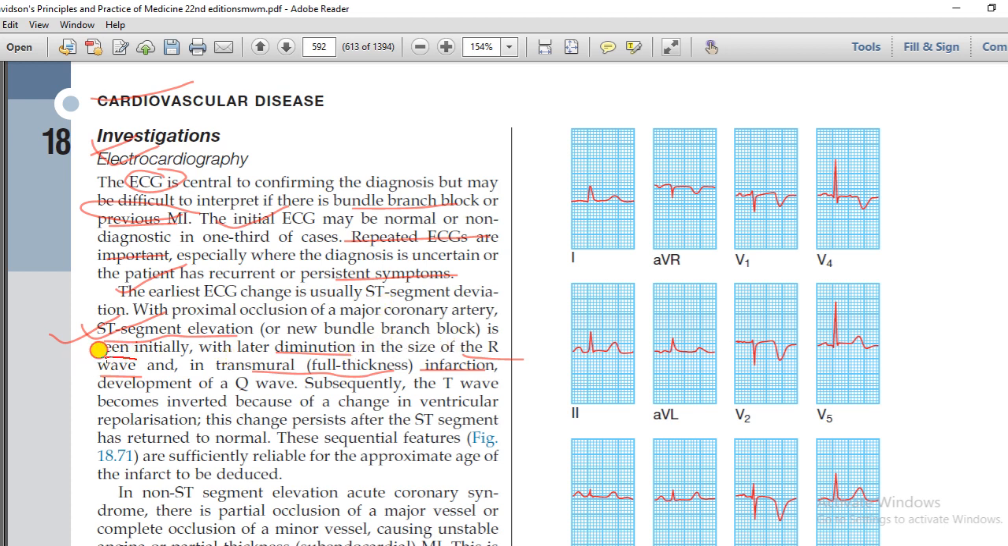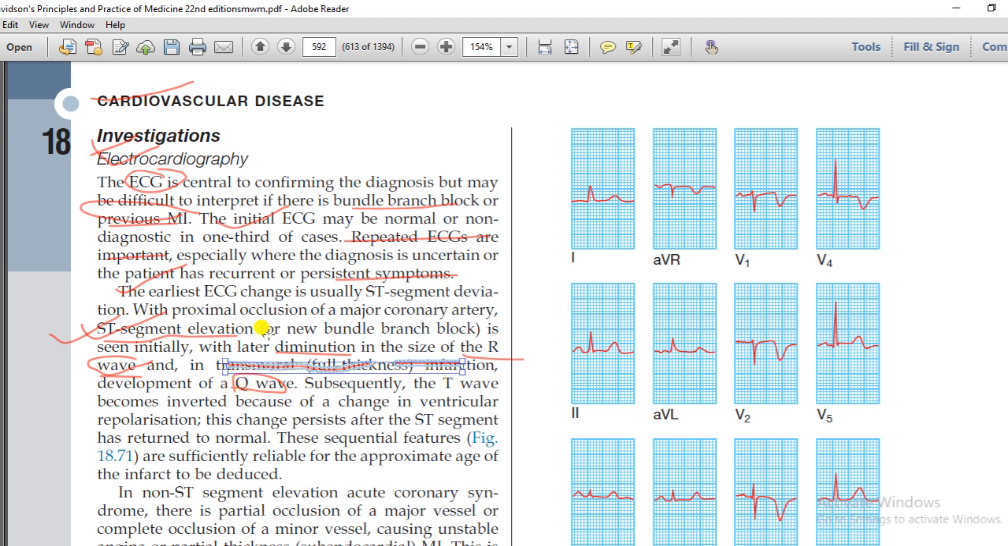The R wave is diminished, and in transmural infarction there is development of a Q wave. In case of transmural thickness infarction, the Q wave develops as well.